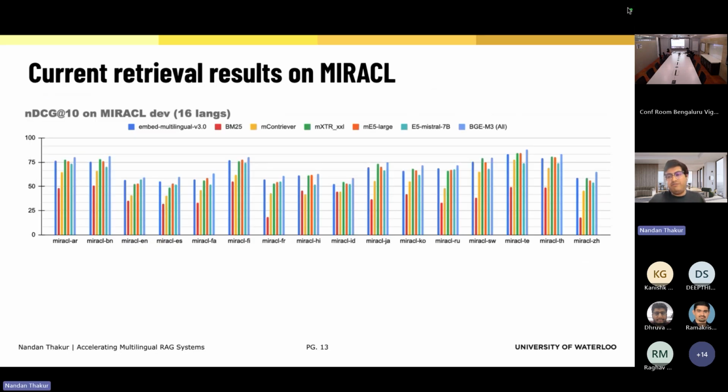So I compiled a few state-of-the-art models currently, whose numbers I found in their papers. You can see different models here, such as the Embed multilingual V3 model by Cohere, BM25, Contriever, mContriever, and similarly the E5 models, and lastly BGE. This is a huge table, with 16 different languages, all plotting nDCG at 10.